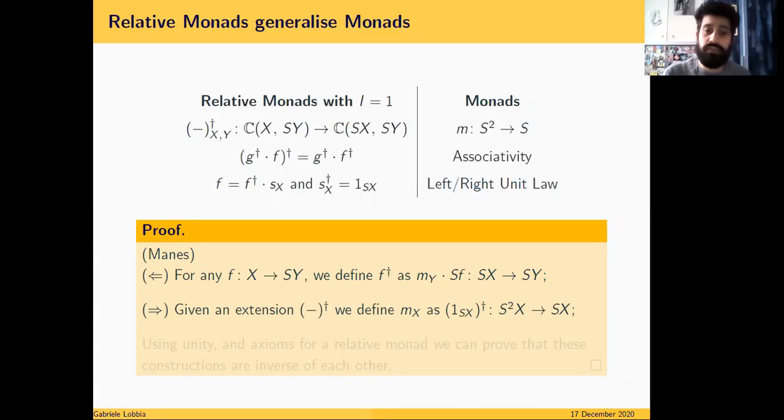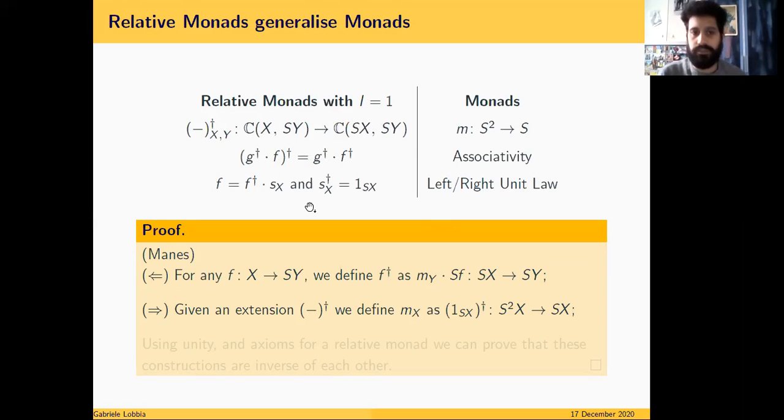On the other hand, if we have an extension, we can get back the multiplication by considering the extension of the identity of SX. Here we need the assumption that I is equal to the identity, because monads can always be seen as relative monads, but when we have a relative monad, we need the I to be the identity. Because when I is the identity, then C naught and C are the same. So SX being an endofunctor, we can consider SX as an element of C, again as X. And so here we will have the identity of SX. And if we extend it, we will get a morphism from S squared X to SX.